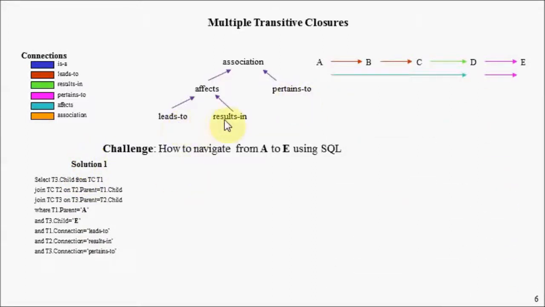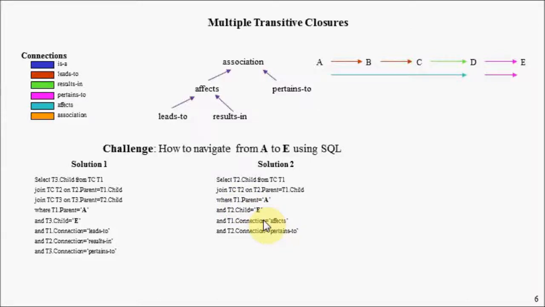It turns out leads to and results in are special cases of this effects here. So if we maintain a transitive closure of effects, that means we only need 2 copies of the transitive closure. So our select statement looks like the following, only 2 copies here. Now if we generalize it even further here, we recognize that all of these are special cases of this most general kind of connection called association. So in this case, we only need 1 copy of the transitive closure table.